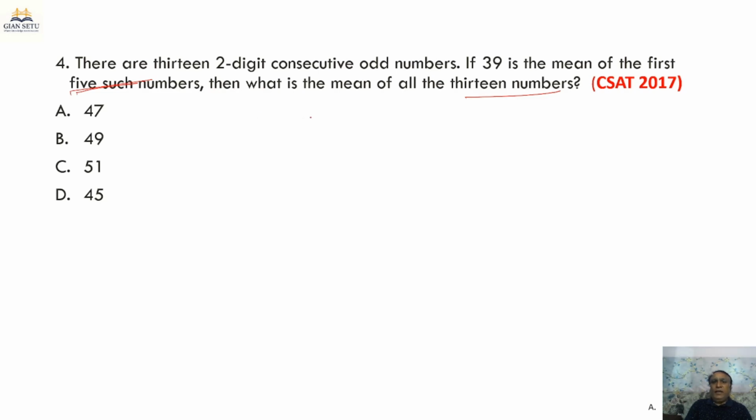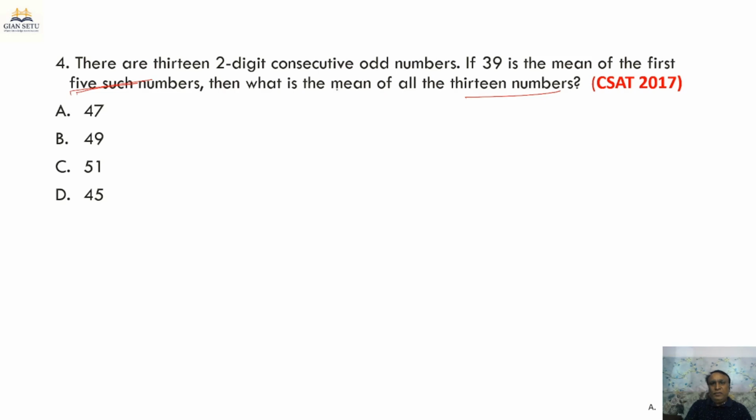If there is an AP, arithmetic progression, then the mean of that AP is always the middle number. Suppose there are 5 numbers in an arithmetic progression, with a common difference between all the numbers. Then the middle number is always the mean of those 5 numbers, or the numbers in the arithmetic progression.